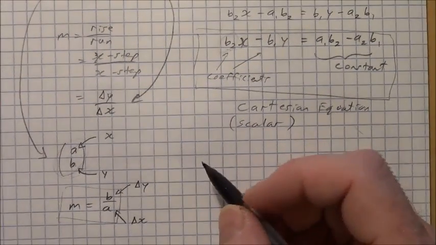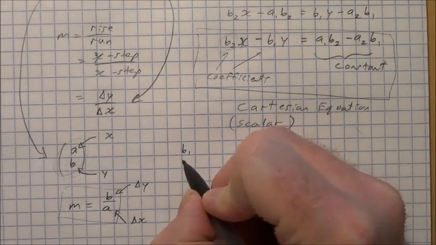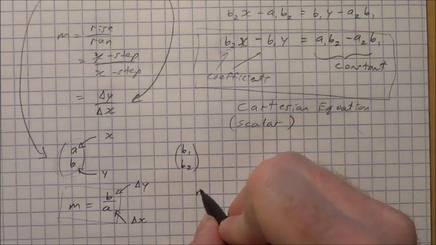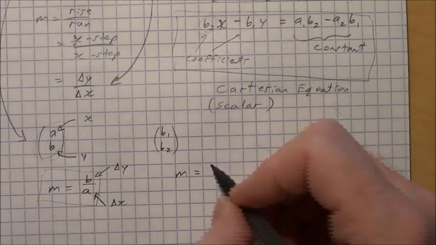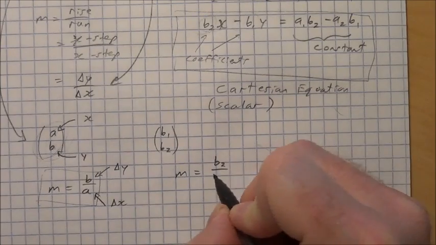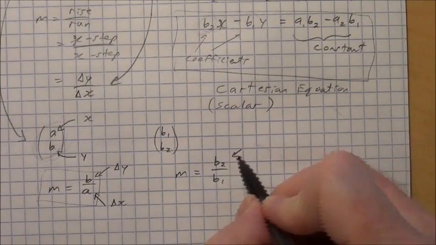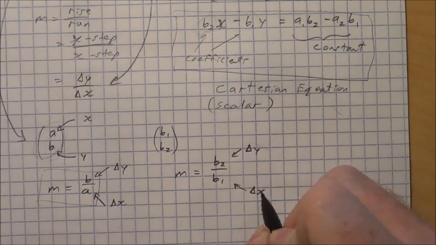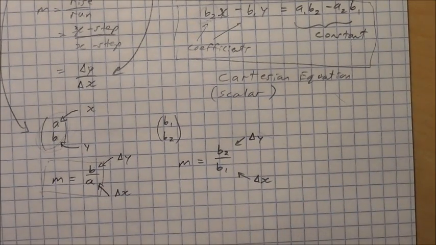Now if I use the direction vector as (b1, b2), then the gradient would be b2 over b1. So again, here's the delta y, and here's the delta x.